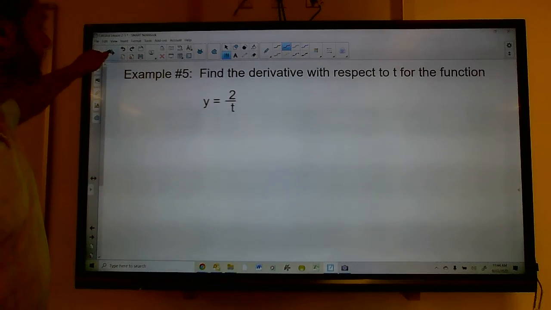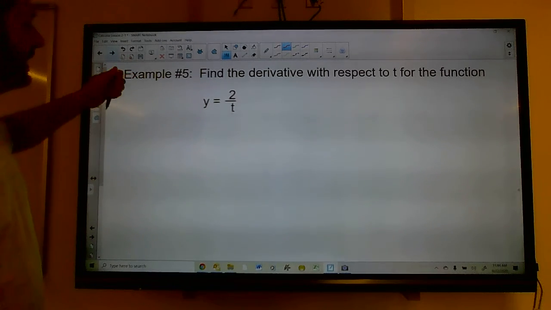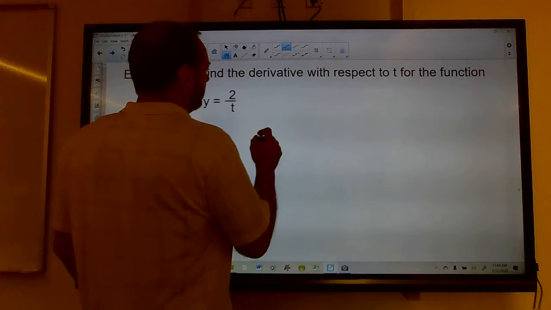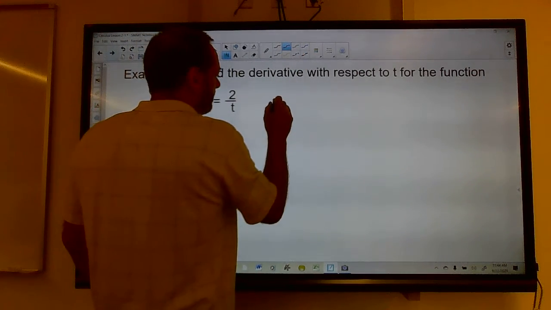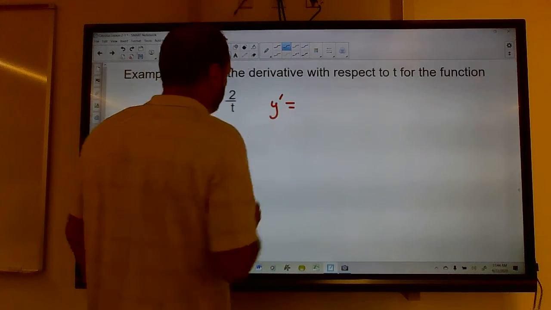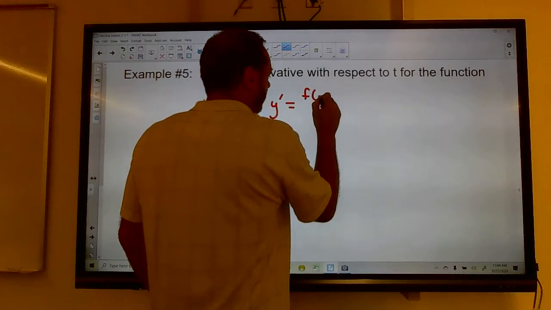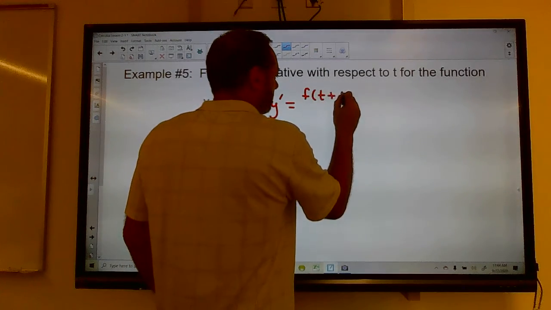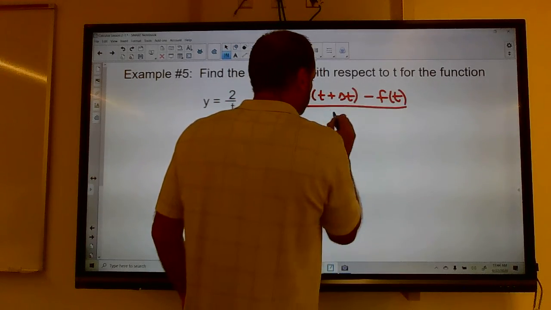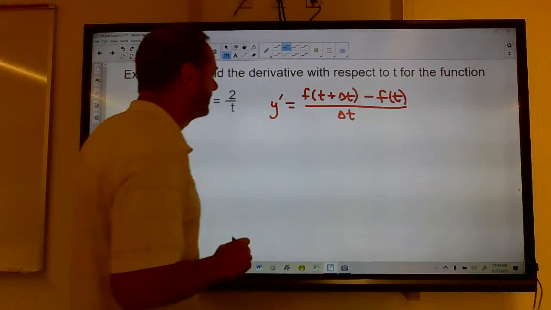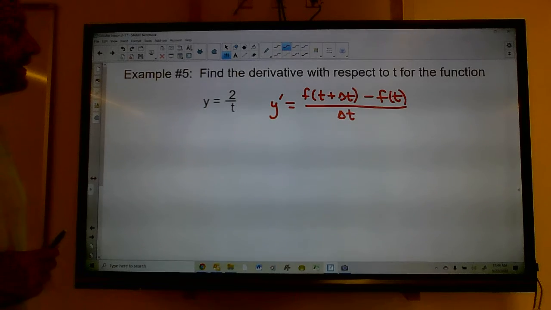I think we're going to skip this example for now. I guess we should probably do it. So we would find y prime. Remember, it's going to be f of, in this case, t plus delta t minus f of t, divided by delta t. I used t this time because there was a t in the denominator.